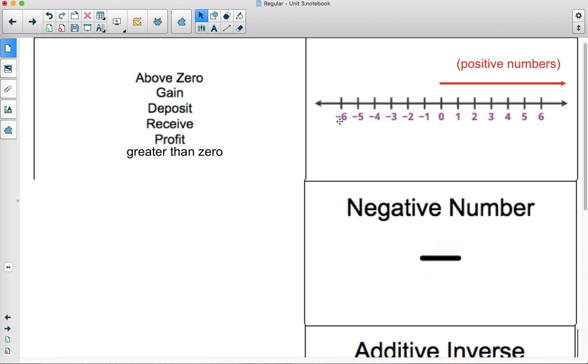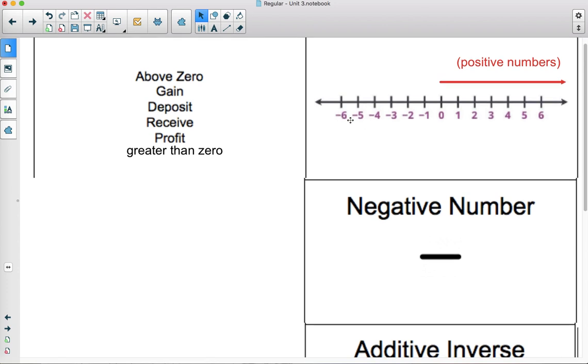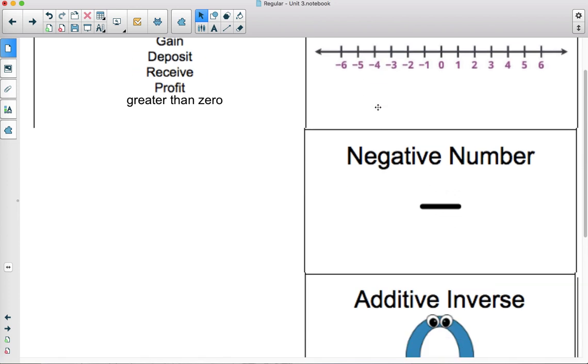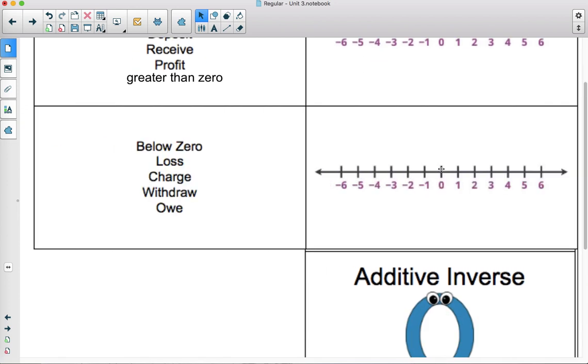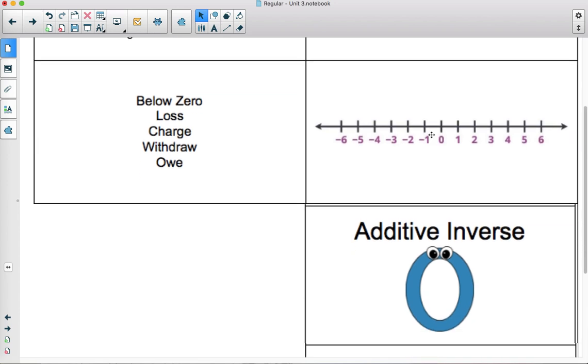As always, if you need to pause the video to catch up, that is perfectly fine. Next, we're going to be talking about negative numbers. So if you open your foldable to negative numbers, you'll see the same types of things. You'll see here we have some clue words. Below zero, a loss, like if you're losing money, that's negative. A charge, like if you're charging your credit card, that's negative money. You're spending money, that's a negative. Withdraw, so if I'm taking money out of my checking account, it's a negative. If I owe somebody money, that's a negative thing.